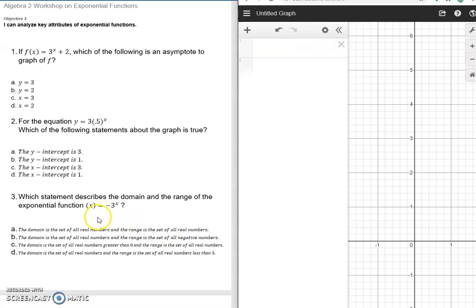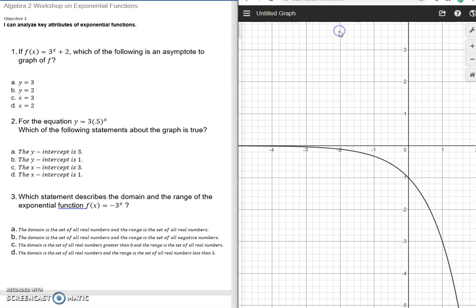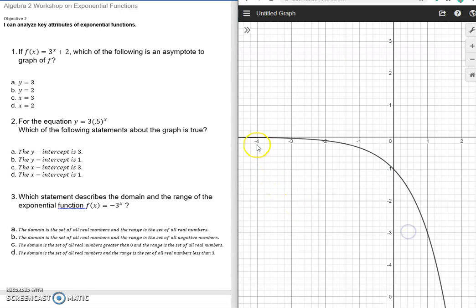Let us now go to number 3, which statement describes the domain and the range of the exponential function f of x equals -3 to the power of x. Let's go ahead and plug this in on Desmos. Alright, so let's take a look at your graph. You know that this is going to -infinity as well as this. Therefore, our domain is the set of all real numbers.